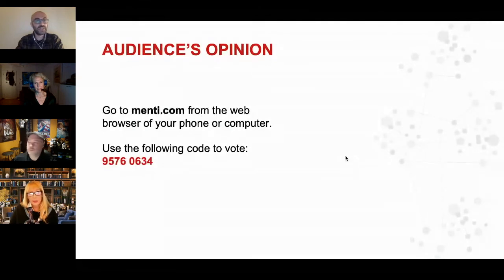Go to menti.com. You can go by using your phone or computer. And then you need to use the following code that you see here, 9576-0634. Awesome, Sammy. Thank you so much. For those of you that want to participate, we're going to give you a couple of minutes to do this. Go to menti.com, put in that number, 9576-0634, and put in your vote. Should AI be ethnicity blind?